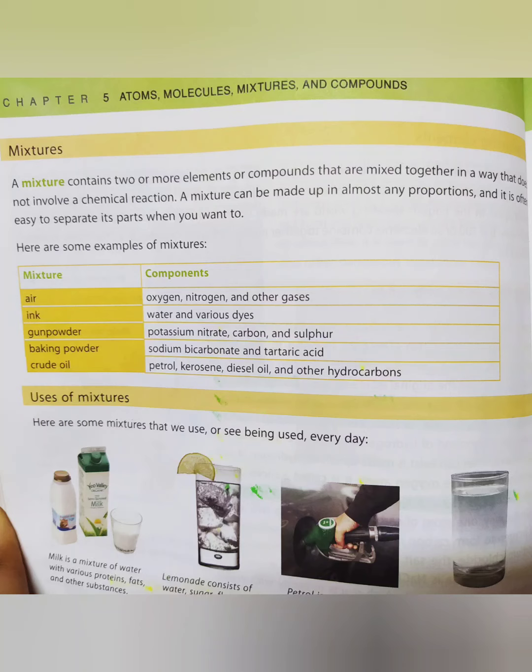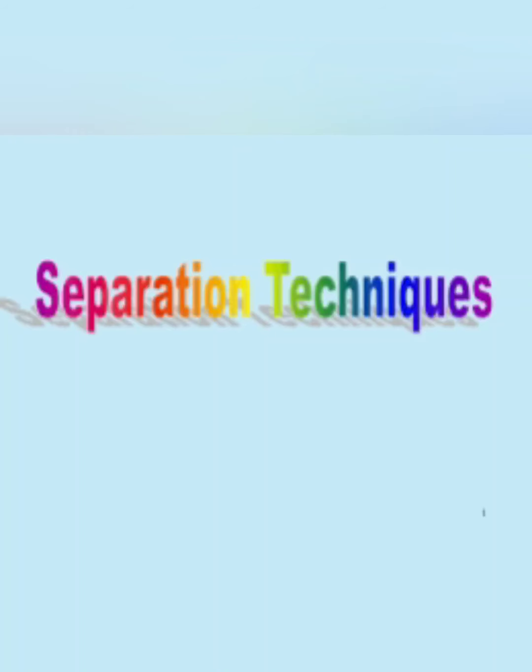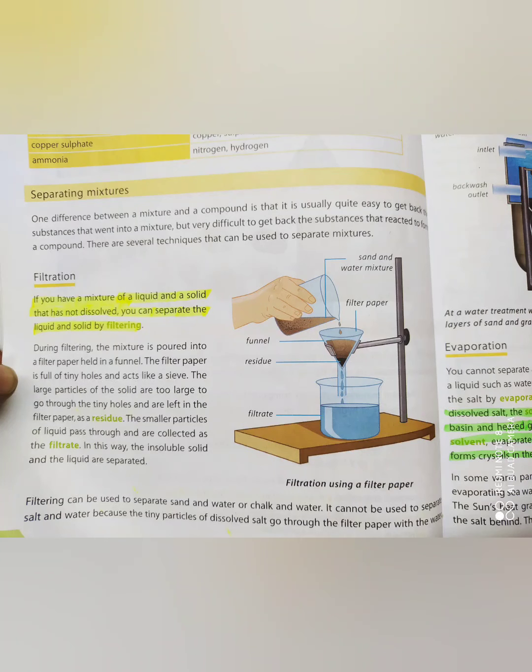There are some mixtures shown at the bottom of this picture. Milk, lemonade, petrol and soda are mixtures. Okay, the components of a mixture can be separated easily. There are techniques which are shown in your books on different pages.